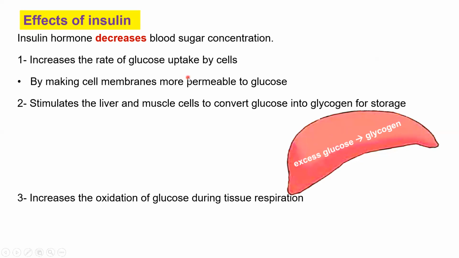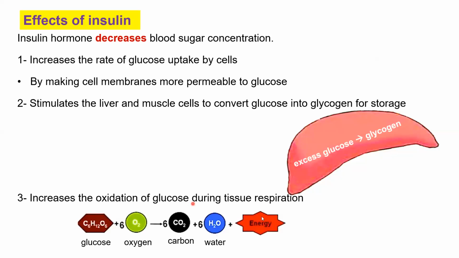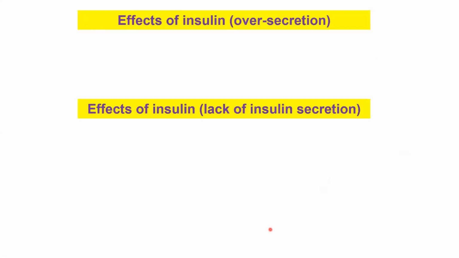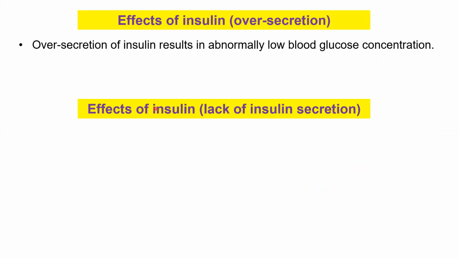Once the glucose is inside the cell, what will happen? The oxidation of glucose will be increased, and that process is known as respiration, and more energy will be produced. So what will happen if insulin is produced in larger quantities, and what will happen if its secretion is below the required level? So just have a look. Oversecretion will definitely lower the glucose level abnormally. Hypoglycemia is the term used for that condition.